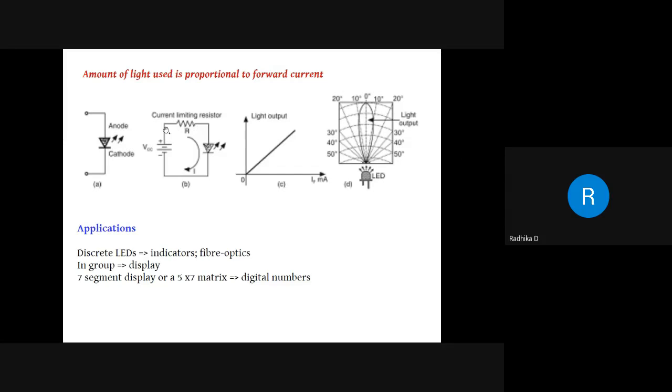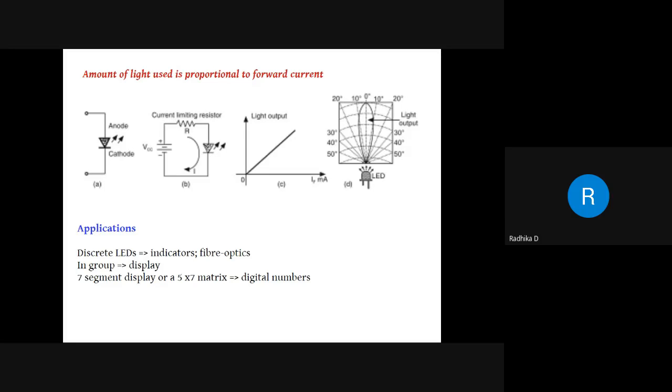Whenever I connect the LED to a supply, I obviously need a resistance to limit the flow, correct? In any electronic circuit, you obviously need a resistance to limit the flow of current. A few applications: wherever you use calculators or displays, even at the railway station, the display of train number and coach numbers, everything.